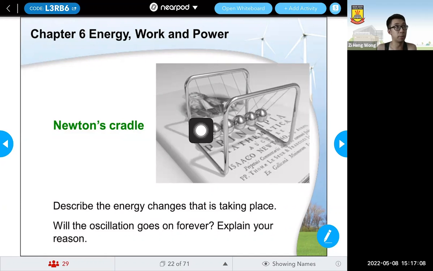But along the way, because it produces sound as it hits each other, there's some heat loss and all this, and over time, the energy is quickly lost to the surroundings, and it will just come to a stop eventually.